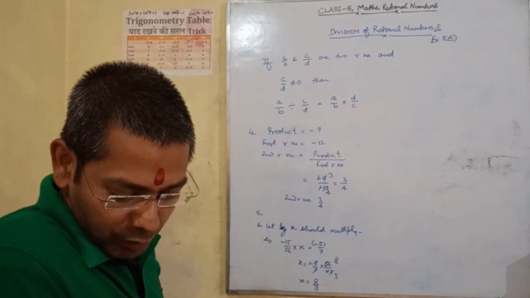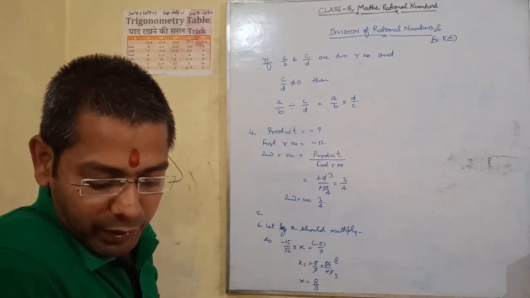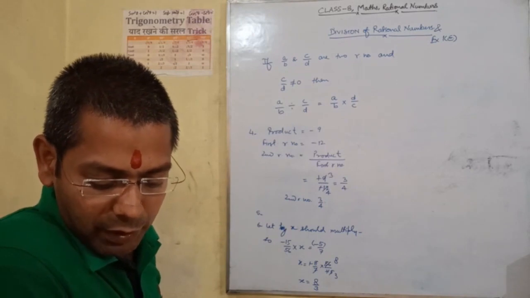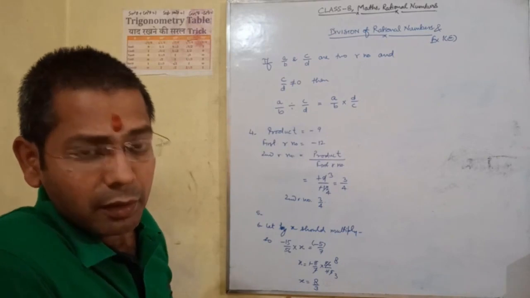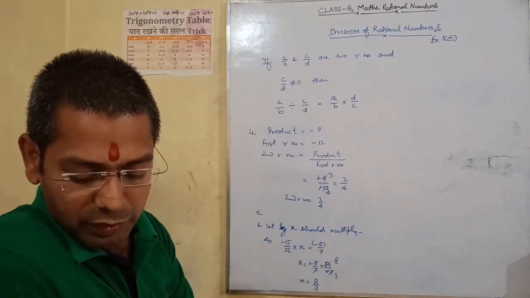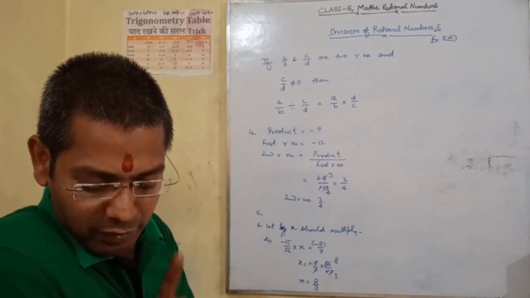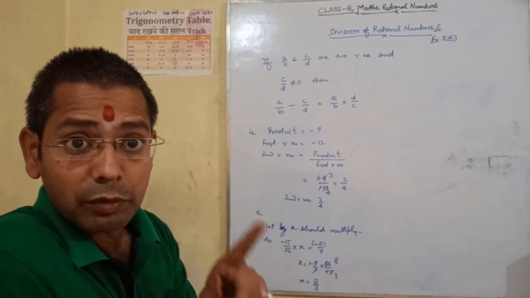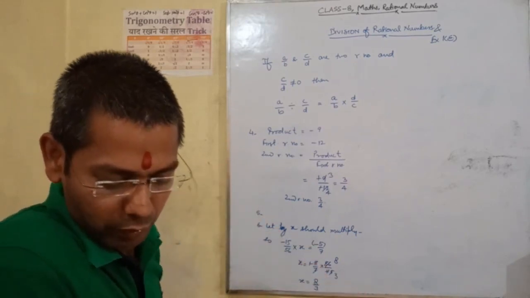Now in the same way we can do the seventh question ourselves: by what number should minus 8 upon 39 be multiplied to obtain minus 1 upon 26. Here, as in the previous question, the result is given as 1 upon 26 and the first rational number is minus 8 upon 39. We have to find the second number. We can do it the same way.